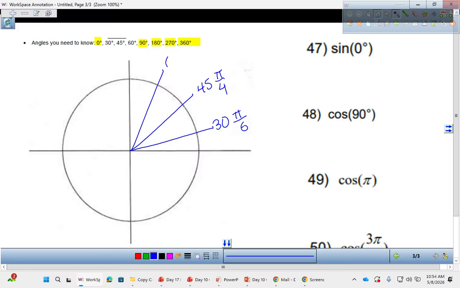And then this is 60, which is the same thing as pi over 3. Those angles are new to this unit. And those angles each have their own coordinate point. So a rule to memorize that coordinate point is that all of those coordinate points have a denominator of 2.